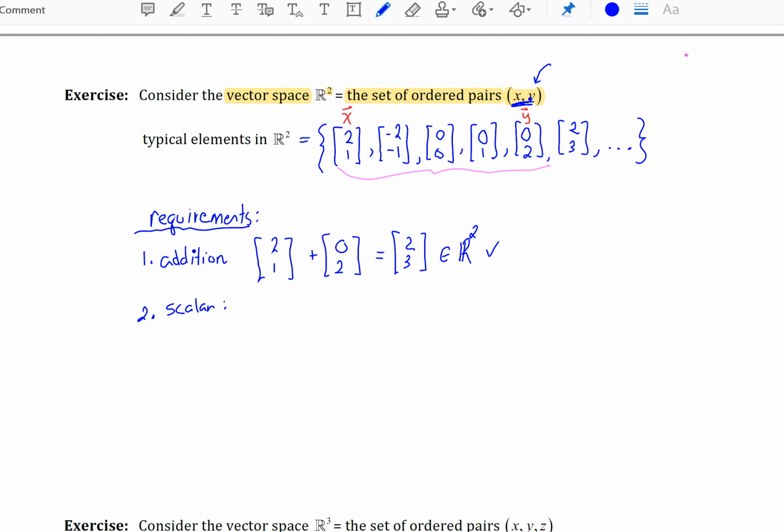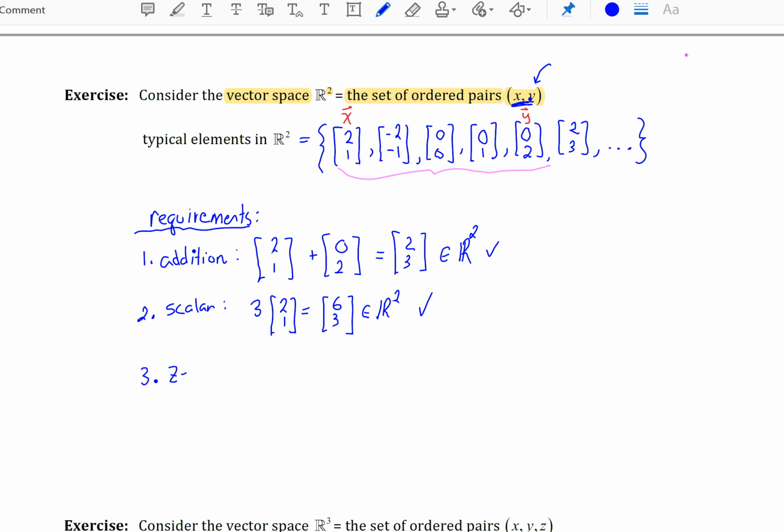The scalar multiplication property. If you take any scalar and multiply it times a vector that lives in your space, the resulting scalar product would be maybe 6, 3. Notice that this is still and will always still be an element of R2. Check.